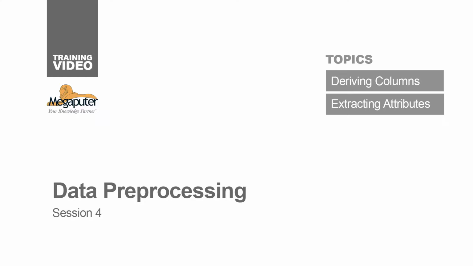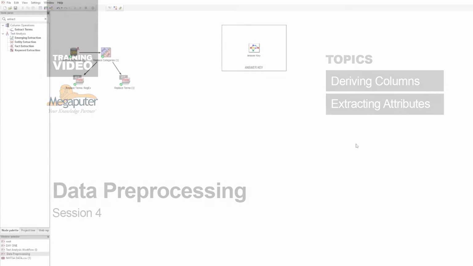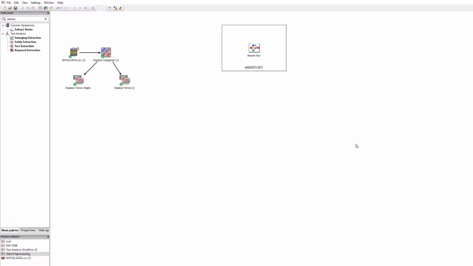So previously we took a look at the replace categories node, and we took a look at the replace terms node. These nodes were used to change the text. In replace terms we saw how we could use substrings or regular expressions to look for information in the text and then change it to something else. The extract terms node is very similar to the replace terms node, but instead of changing the text, we want to extract it into a new column or new set of columns.